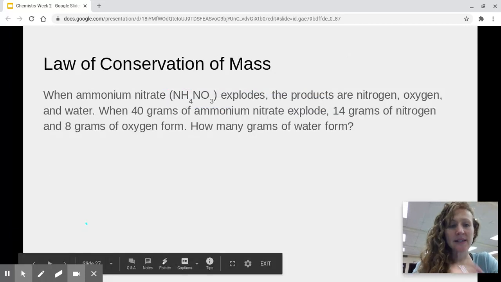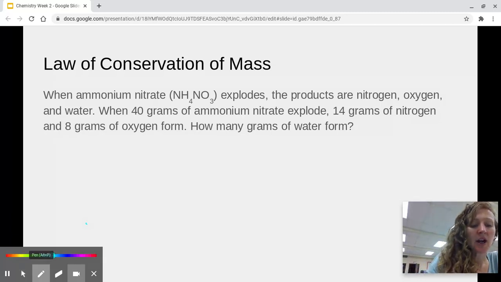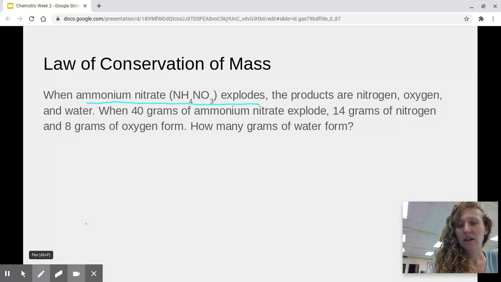Okay, so in this example, this would be a really great time to pause this video and just read this example for yourself. It's talking about when ammonium nitrate explodes. The products are nitrogen, oxygen, and water. So we can actually write this out in terms of words, or we can write this out in terms of pictures. I'm going to write it out in words first.